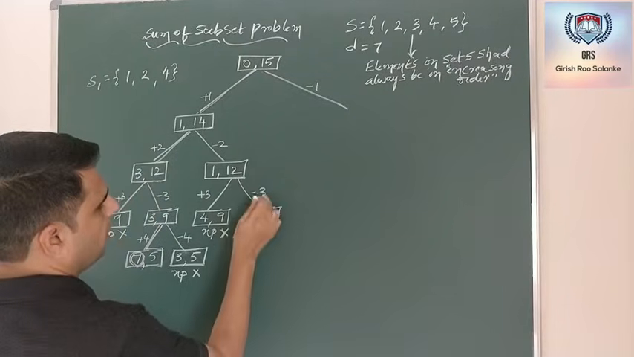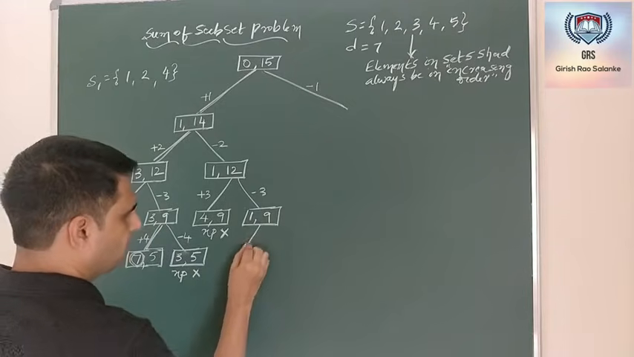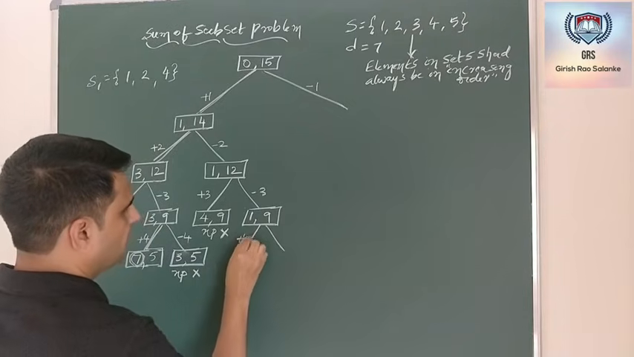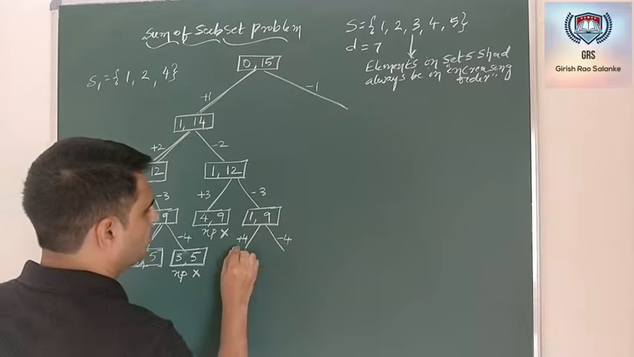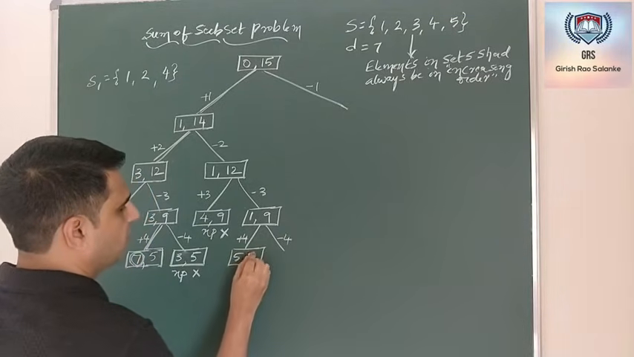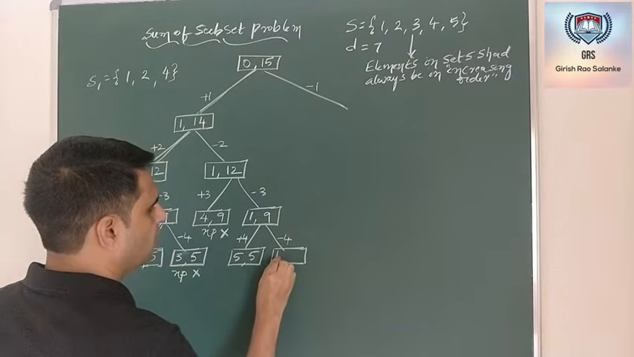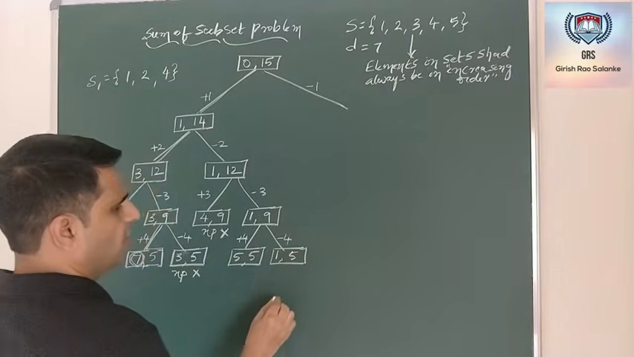It is 1 minus 3 is 1. 12 minus 3 is 9. Now go to the next element. Next element is plus 4 minus 4. So this is 1 plus 4 is 5. 9 minus 4 is 5. Now even this is 1 minus 4 is 1. 9 minus 4 is also 5.